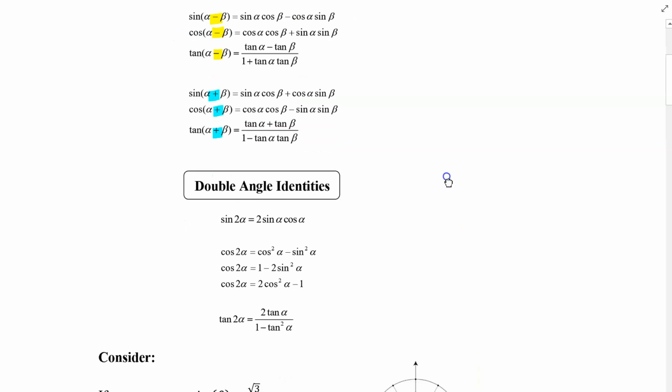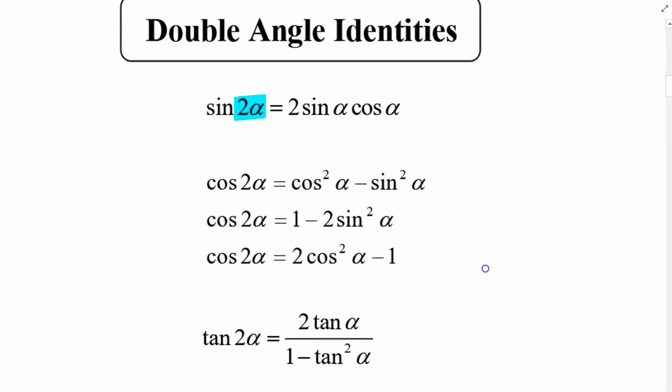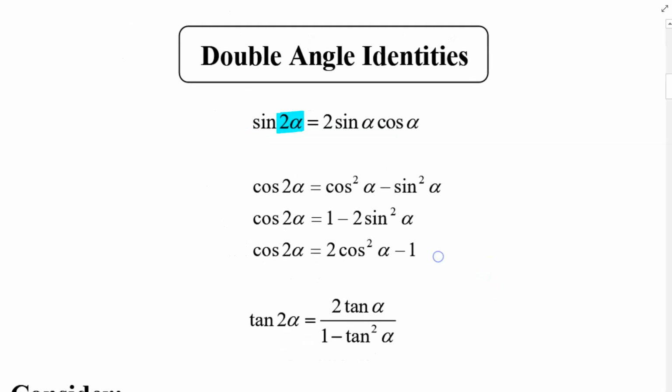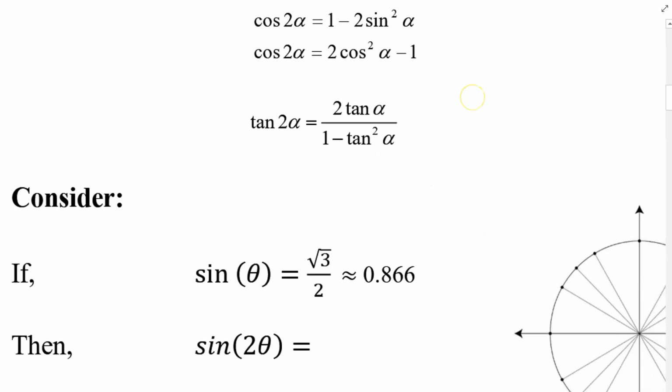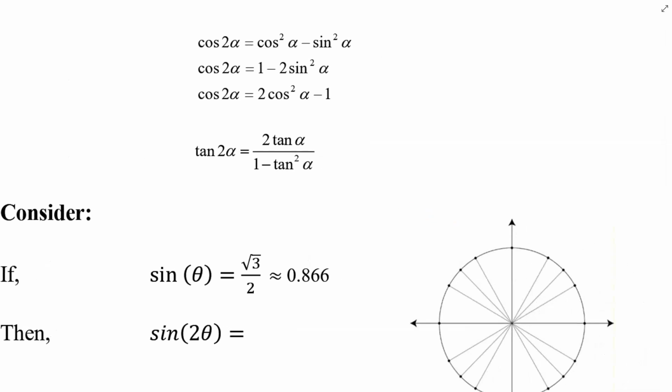And then if I go to the bottom, the double identity, or double angle identity, I'm talking about the fact that the angle is doubled. Before we get right into it, I'm going to think about what it means to have a double angle identity. So let's consider an angle where the sine of the angle is equal to root 3 over 2. Maybe like this could be the spot there.